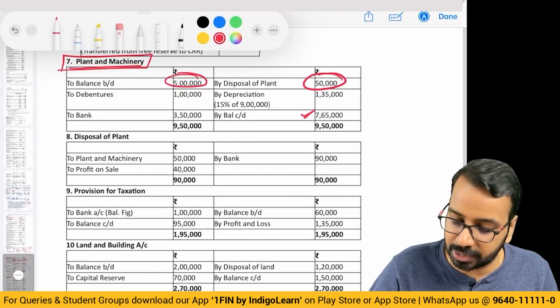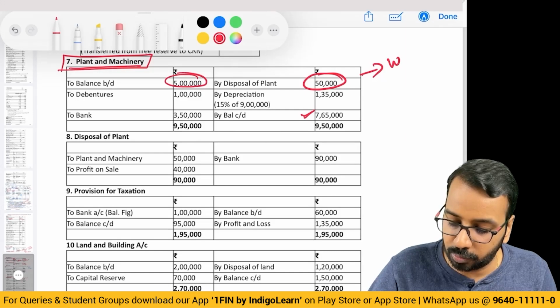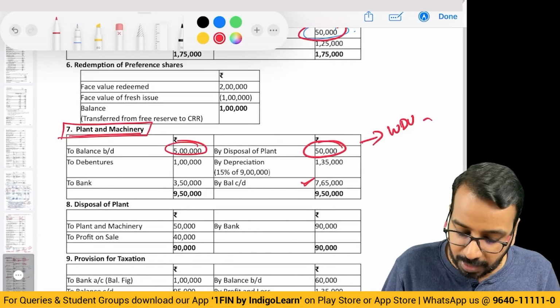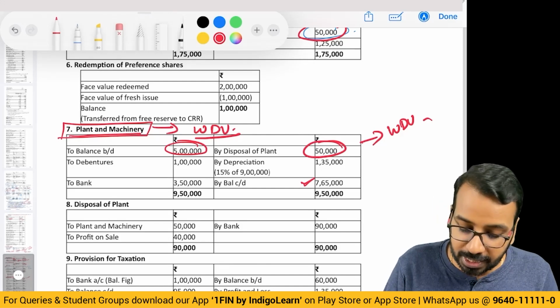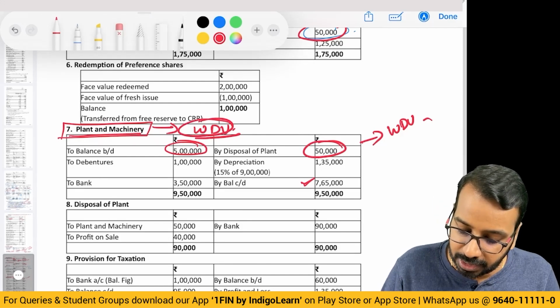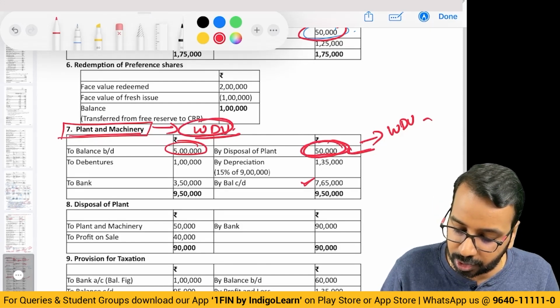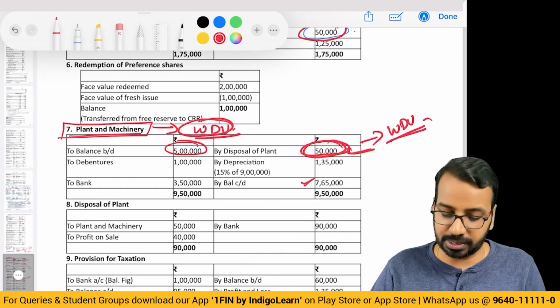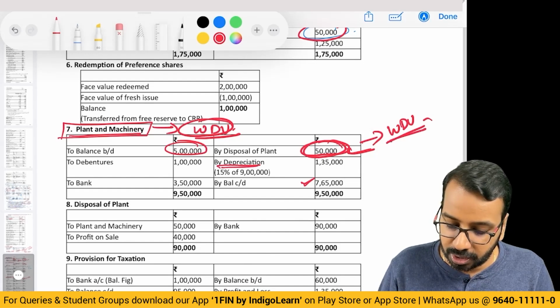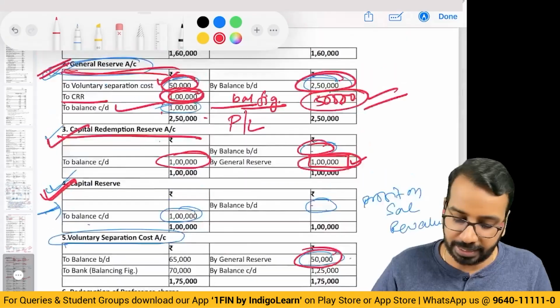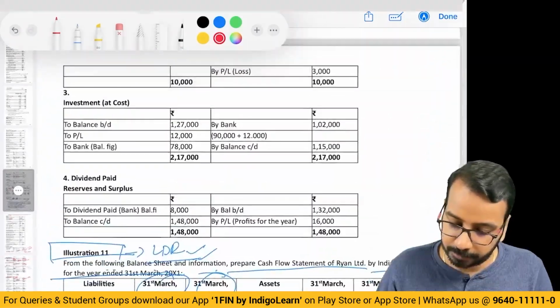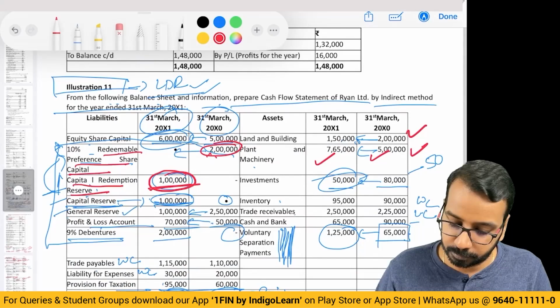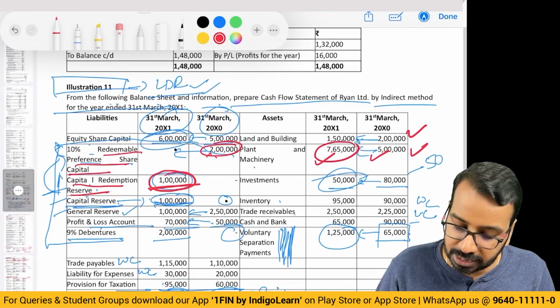this is on WDV basis, and this plant and machinery account is also on WDV basis. Because plant and machinery account is on WDV basis, the disposal amount that you will remove will also be on WDV basis. Then depreciation 15% of 9 lakhs. What they have said here on depreciation? This is 765 closing balance.